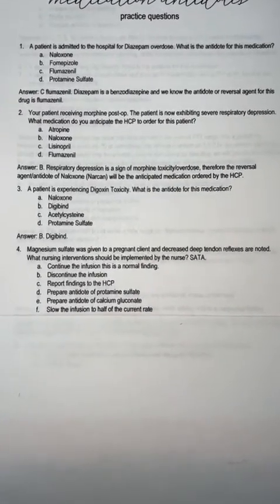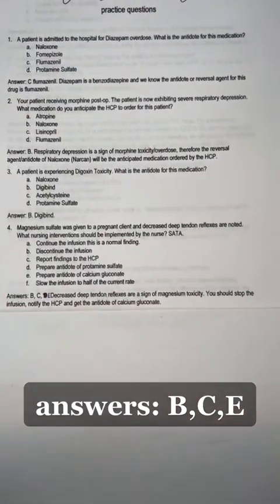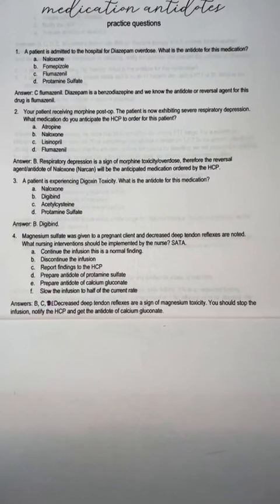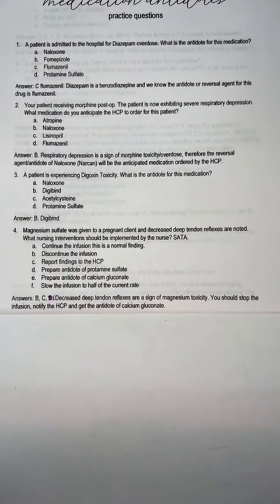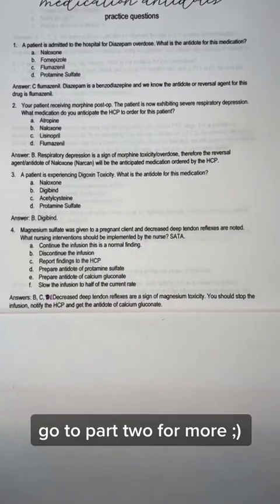The answers to this question are going to be B, C, and E. Decreased deep tendon reflexes are a sign of magnesium toxicity, so you should stop the infusion, notify the healthcare provider, and get the antidote of calcium gluconate.